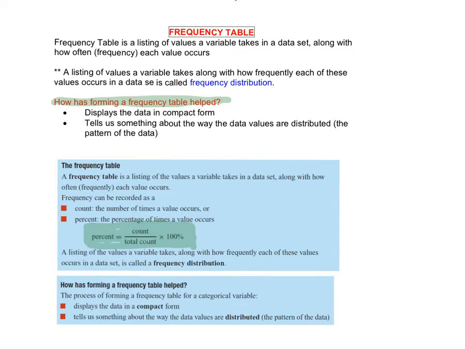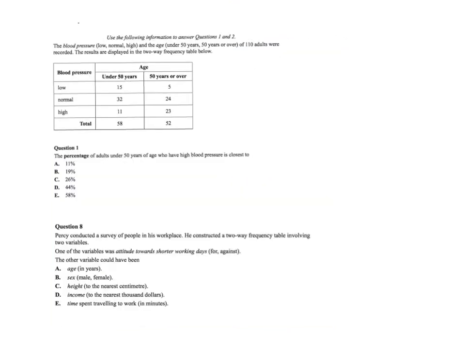So how has forming a frequency table helped? We just said that it's a compact form, and it will show me how the data is distributed a little bit. Okay, so I've just gone straight for the examples. In the exams, you mainly get tables already done up, and you'll have to fill in the blanks. In a SAC, you could possibly get asked to do the whole thing. So the chapters will work you through that.